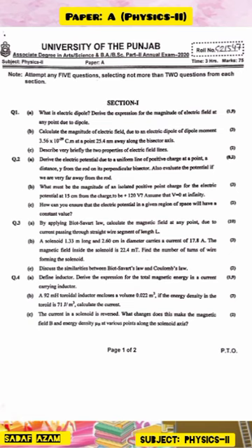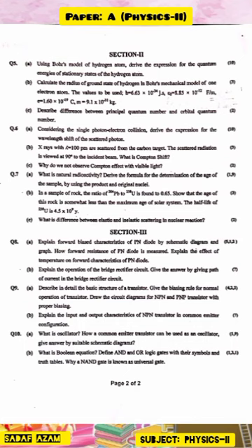Page turnover. Section 2. Question number 5A. Using Bohr's model of hydrogen atom, derive the expression for the quantum energies of stationary states of the hydrogen atom. B. Calculate the radius of ground state of hydrogen in Bohr's model of one electron atom.